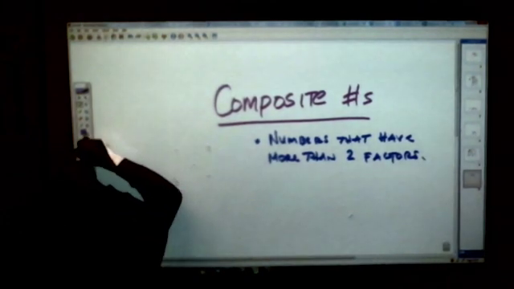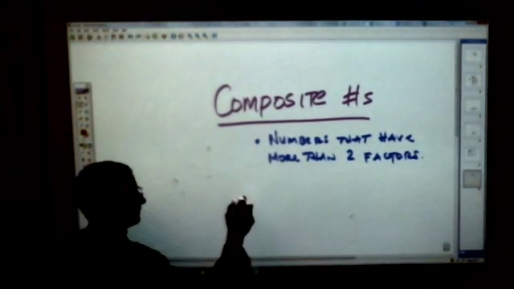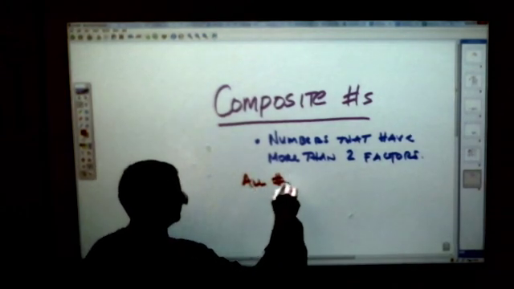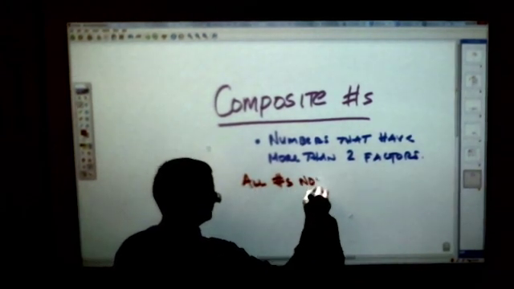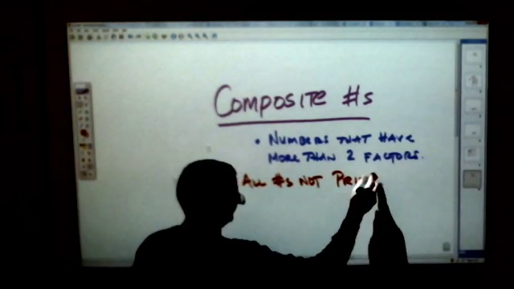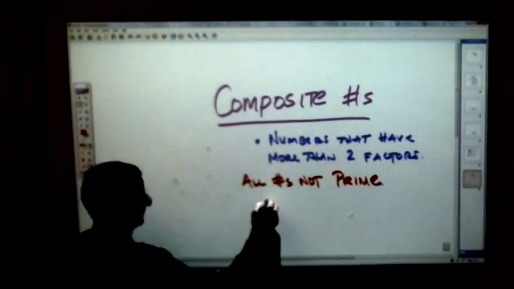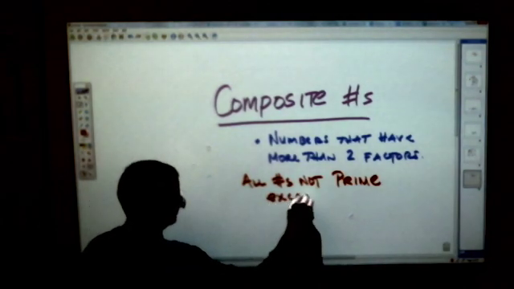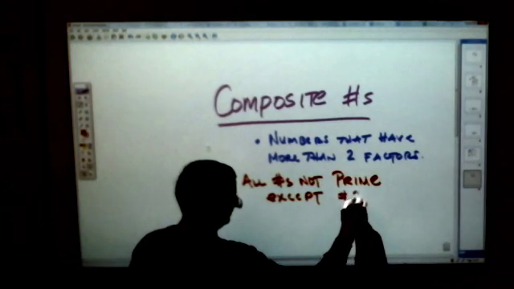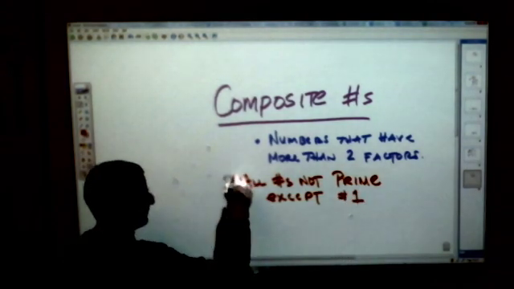Or, for the most part, there is an exception here. All numbers that are not prime are composite. Except for, anybody know? Only 1. Right. Except for number 1. 1 is neither prime nor composite.